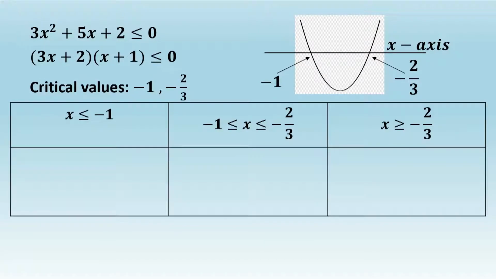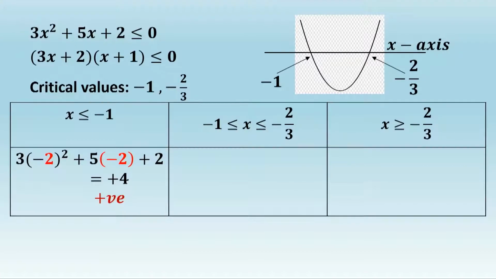Now let's check the sign of dy by dx for the first range, that is, x is less or equal to minus 1. In order to do that, we take any value of x that satisfies this inequality. For example, let's take minus 2. Substitute minus 2 in dy by dx. We get 3 into minus 2 square plus 5 into minus 2 plus 2, which is equal to plus 4. Therefore, for the range x is less or equal to minus 1, dy by dx is positive.